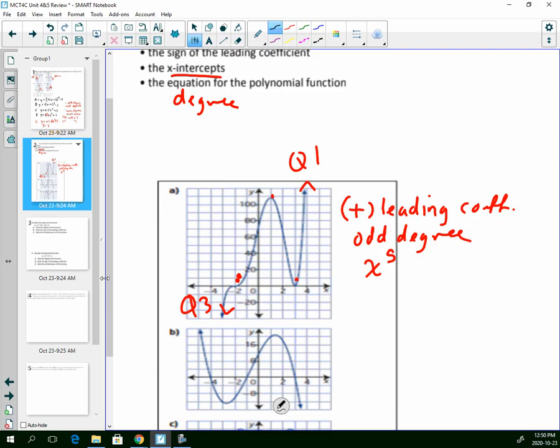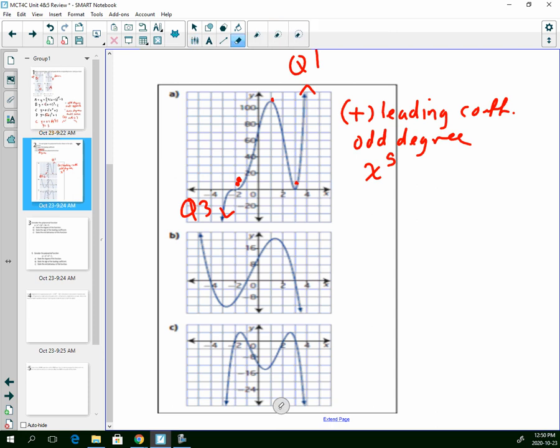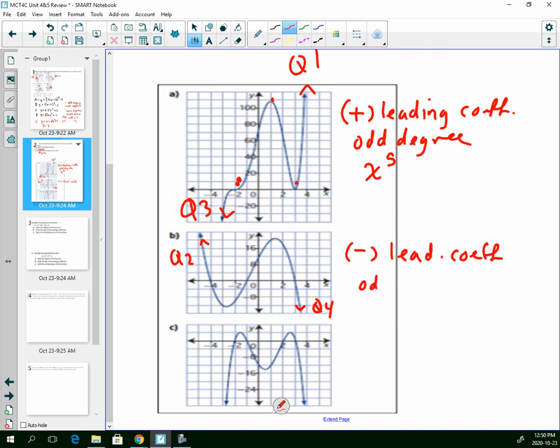Okay, when I look at B, I know it's got a negative leading coefficient because it's going downhill. It's starting in quadrant 2 and ending in quadrant 4, so it's going to have a negative leading coefficient. The ends are going in opposite directions, so I know it's an odd degree. And it's turning twice, so I know it's minimum power 3. It's minimum one more than the number of turns.